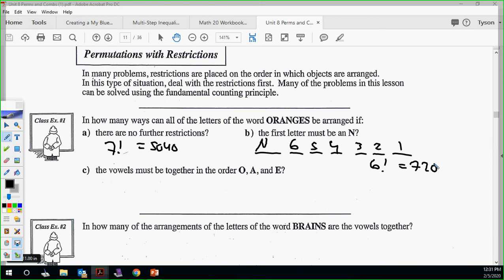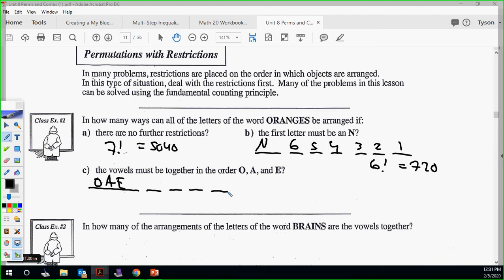The vowels must be together in the order OAE. So OAE is locked in. They must be together, and there's something we need to consider here. I have O, A, E, and we're moving them together. It does not say start with, right? I put it at the start for now, but they can move. Does that make sense? So what's left? How many letters are left? 4. So how many movable spaces do we have? 5: 1, 2, 3, 4, 5, because this can move.